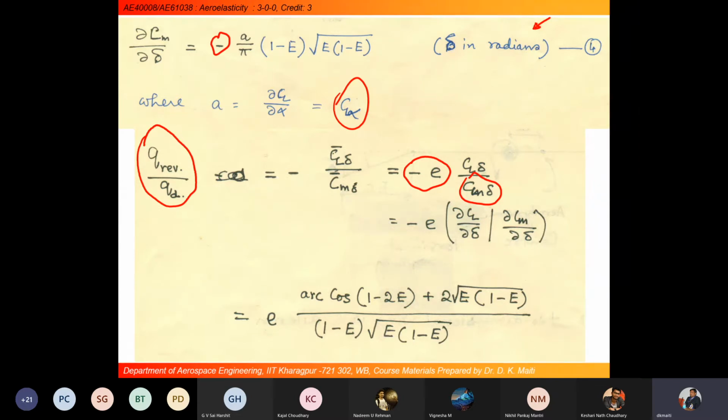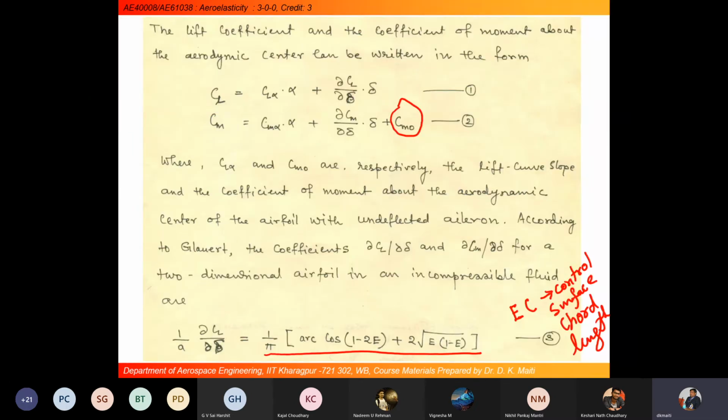So, it will cancel, and finally Q reversal by Q divergence will be equal to E multiplied by cos inverse of 1 minus 2E, plus 2 into square root of E into 1 minus E, the whole thing divided by 1 minus E into square root of E multiplied by 1 minus E. This is considering the two-dimensional aerofoil in an incompressible fluid.